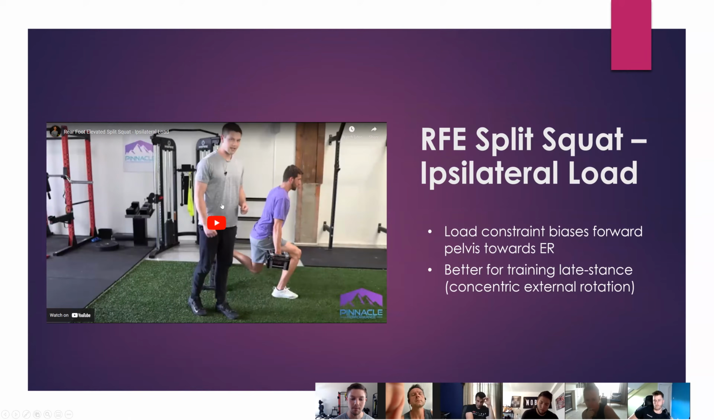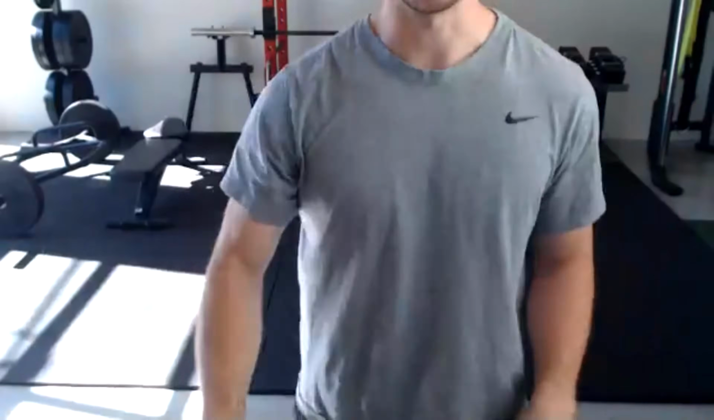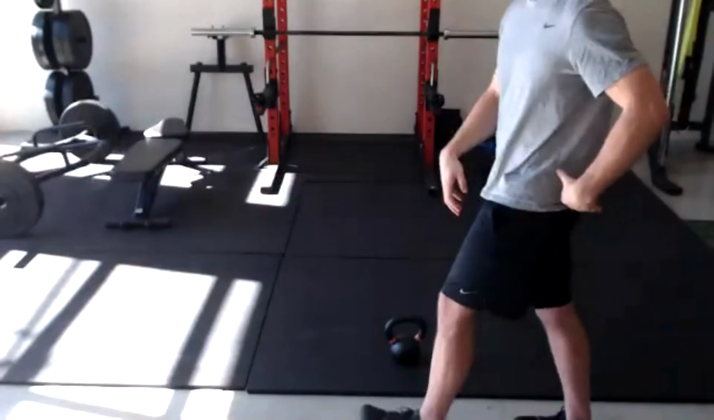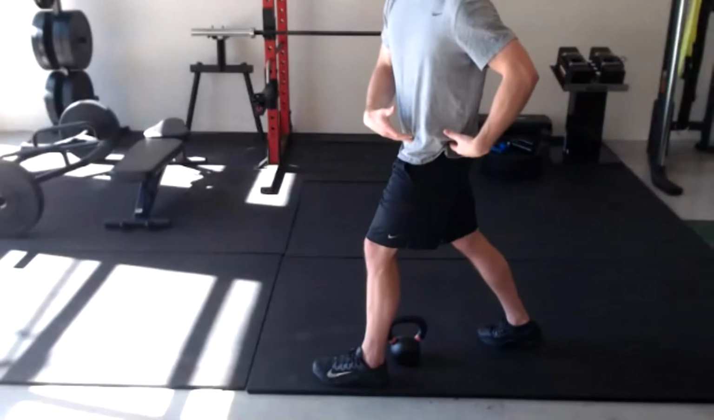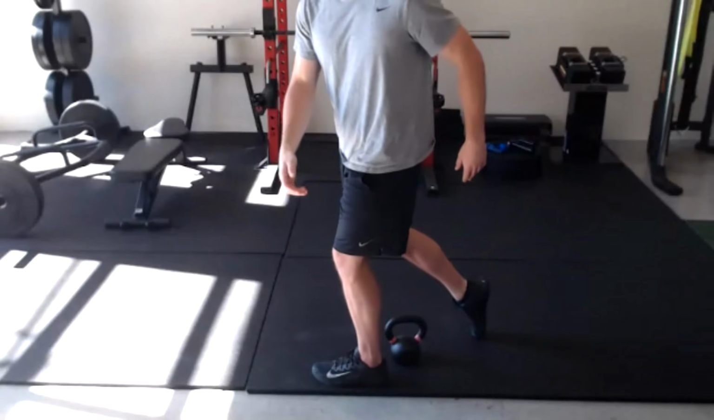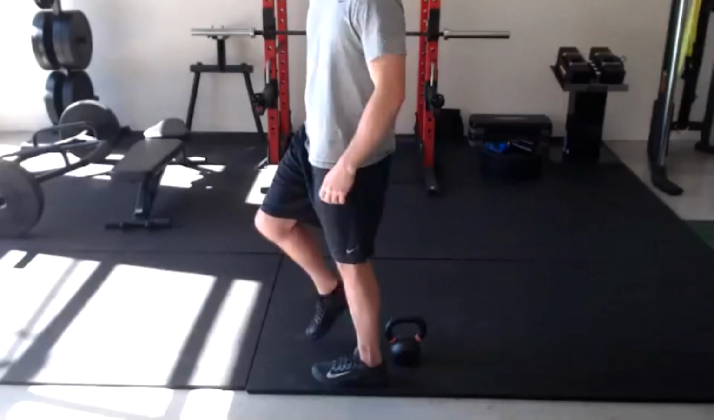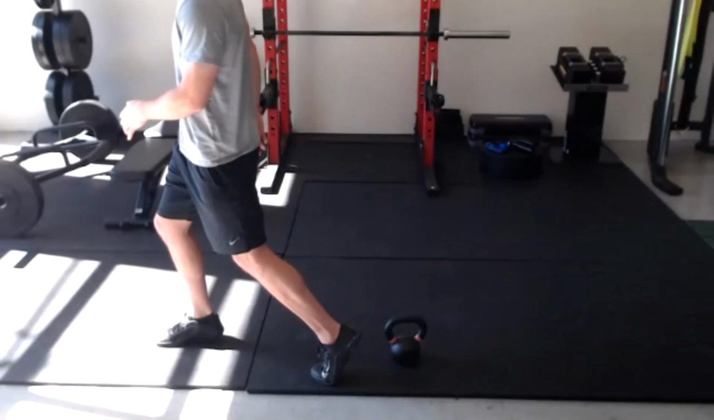If you wanted to get more into the concentric external rotation, because if we're thinking about it in terms of gait, heel strike is very much an eccentric phase of gait. We're trying to slow our body down with external rotation. We're trying to go here, slow this side down so the other side can come forward and then push off, right?